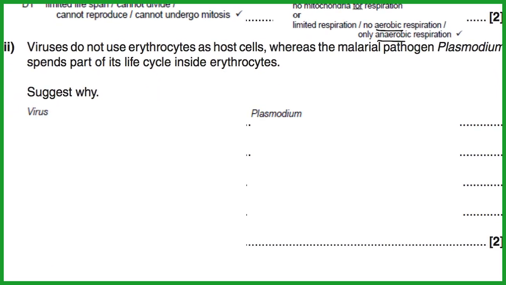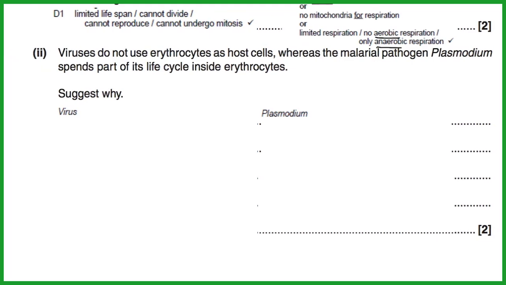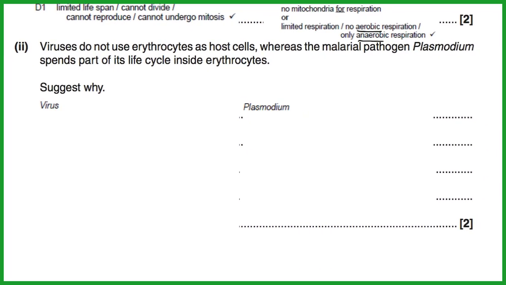Okay, then on to: viruses do not use erythrocytes as host cells, whereas the malaria pathogen Plasmodium falciparum spends part of its life cycle inside erythrocytes. Suggest why. Now, they've already told you that erythrocytes don't have nuclei, therefore they can't carry out protein synthesis, so they wouldn't have any ribosomes to carry out protein synthesis. So if the virus wanted to replicate itself, then being in an erythrocyte is a very bad idea.